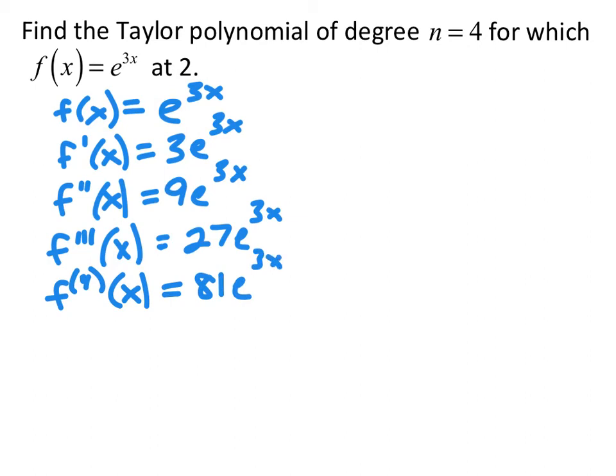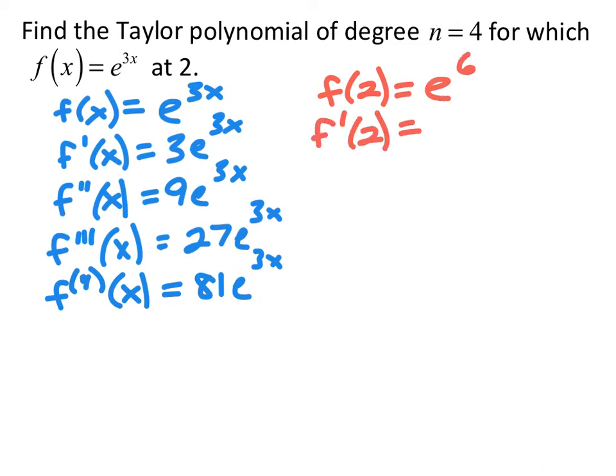Now, those are all my derivatives, but in order to get the coefficients for the Taylor polynomial expansion, I need to figure out, well, what are those values at the center, which in this case is 2. So on the side, I'm going to go back, and I'm actually going to plug in x equals 2. So then f of 2 is equal to e to the 6th.